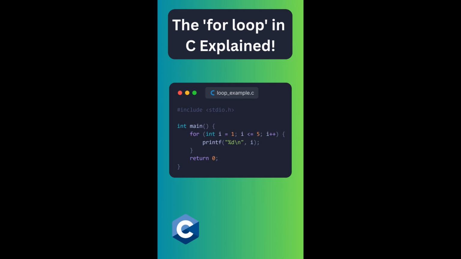For loop in C explained. In C, a for loop is used to repeat a block of code multiple times. It's great when you need to do something a fixed number of times, like printing numbers from 1 to 5. The loop has 3 parts: initialization, condition, and increment.